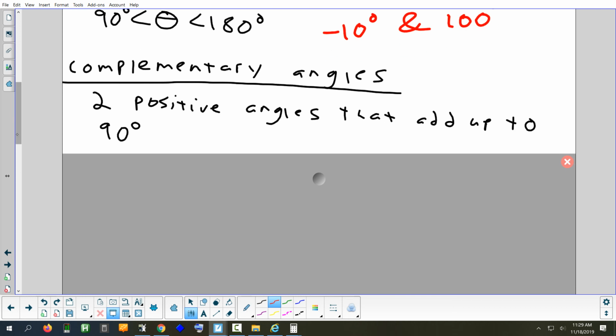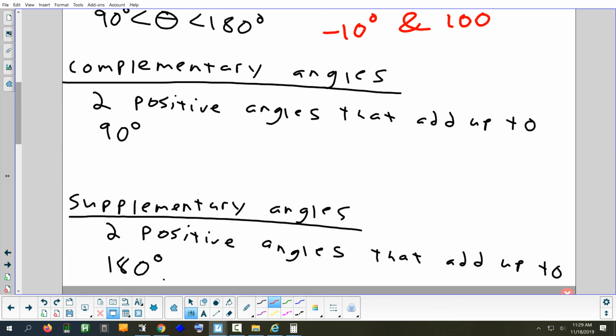And what's the other term that you usually study? Supplementary. Supplementary, and what's that? Two positive angles that add up to 180.